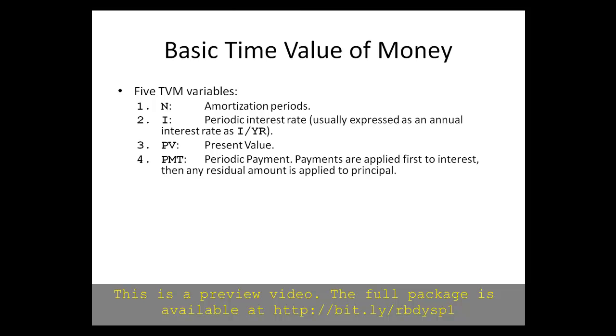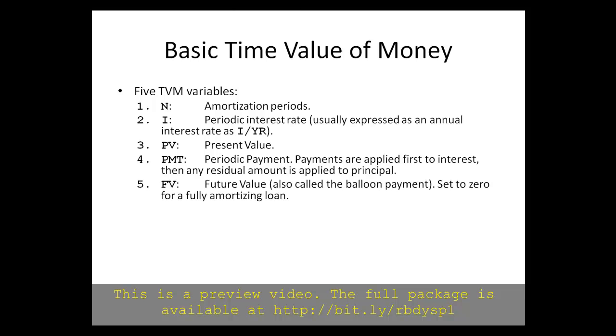Payments are applied first to interest. If there's any residual amount left, it is applied to the principal to reduce principal. If there's insufficient amount of payment to apply to the interest, then the deficit interest is added as principal to the present value. Future value, also called the balloon payment, set to 0 for a fully amortizing loan.